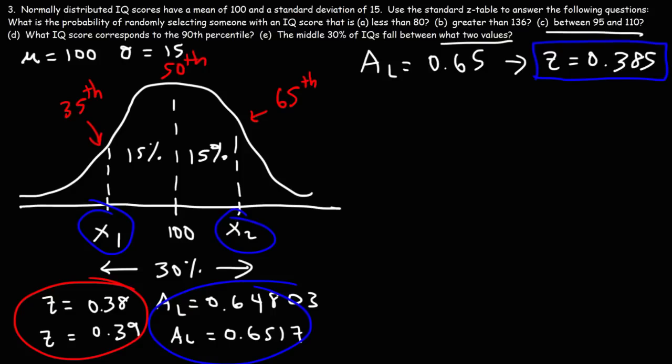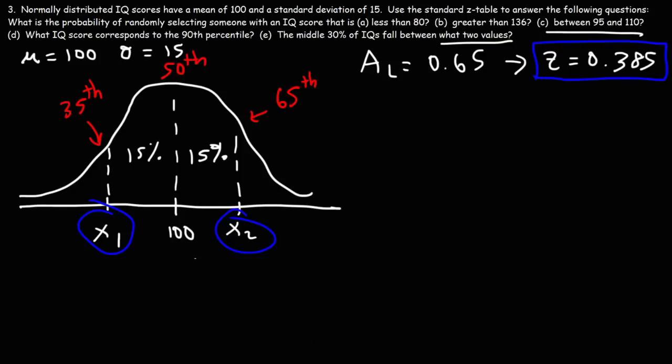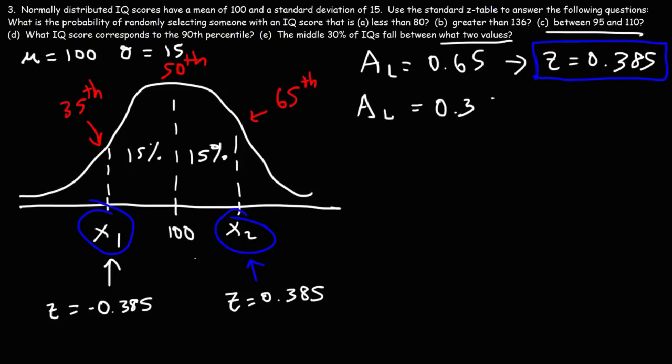So the z-score that corresponds to x2 is 0.385. Now, due to the symmetry of these percentiles, the z-score that corresponds to x1 is negative 0.385. And you could check that out. If you look up an area value of 0.35, which corresponds to the 35th percentile, you'll get a z-score of negative 0.385 using the negative z-score table.